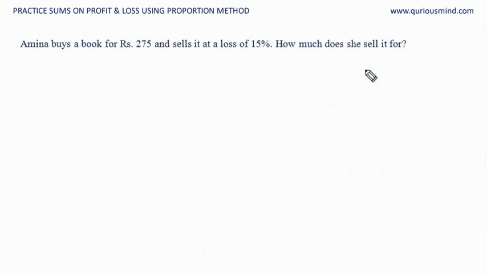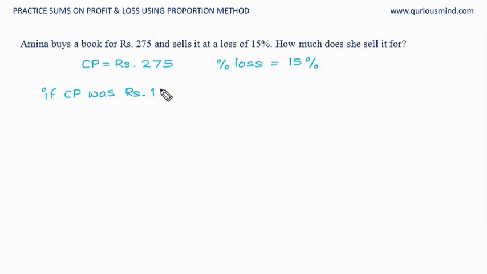let's do another one. Amina buys a book for rupees 275 and sells it at a loss of 15%. How much does she sell it for? So buys means it is cost price. So givens are percentage loss is 15% and CP is rupees 275. Again, we'll start with assuming CP as 100. SP would be CP. It is loss, so minus 15. So if CP was 100, SP would be rupees 85.